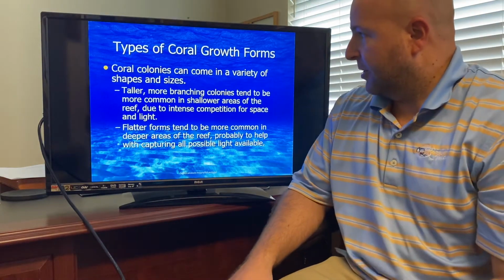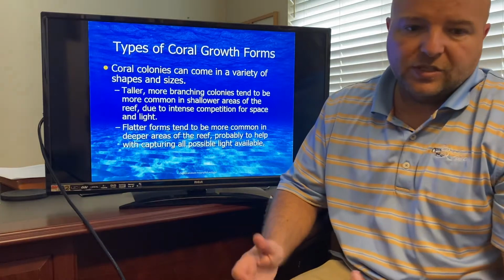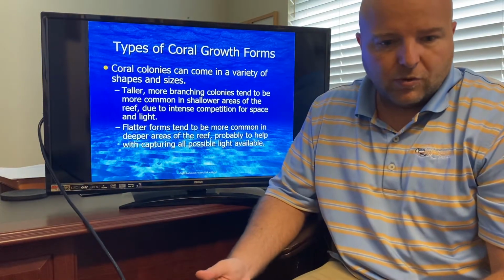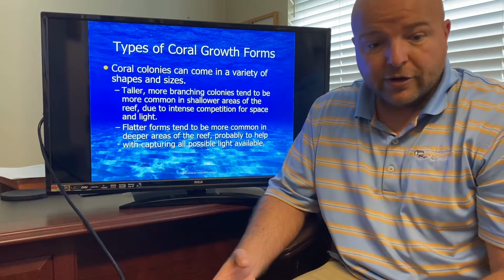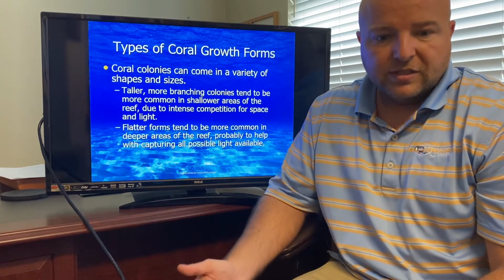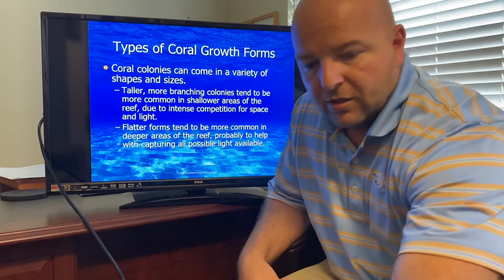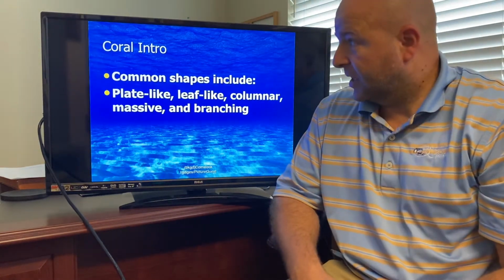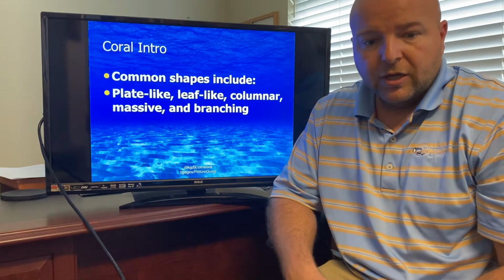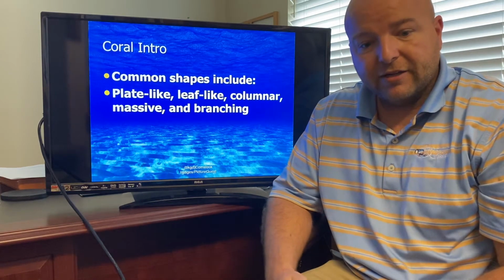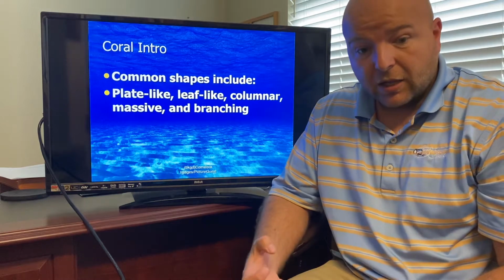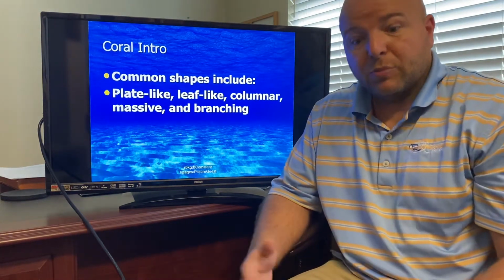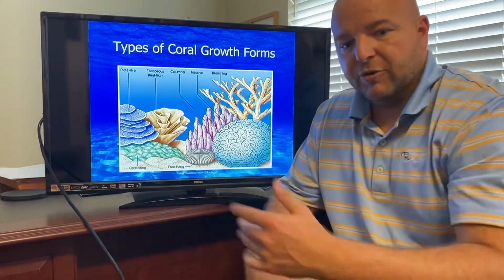Coral colonies can come in a variety of shapes and sizes. They can be tall and branching. This tends to be more common in shallow waters. They can be flatter, which tends to be more common in deep and colder waters. Some of the common shapes that you can find for a coral include plate-like, leaf-like, columnar, meaning like a column, massive, meaning just in a large mass, and then branching. I'll give you an image of what each of those look like.